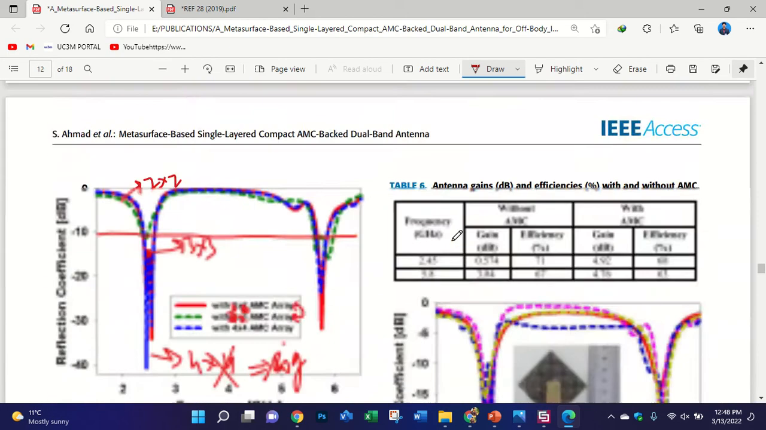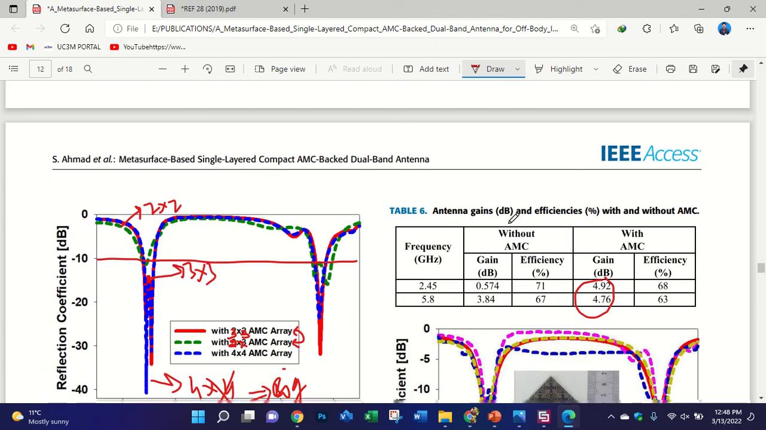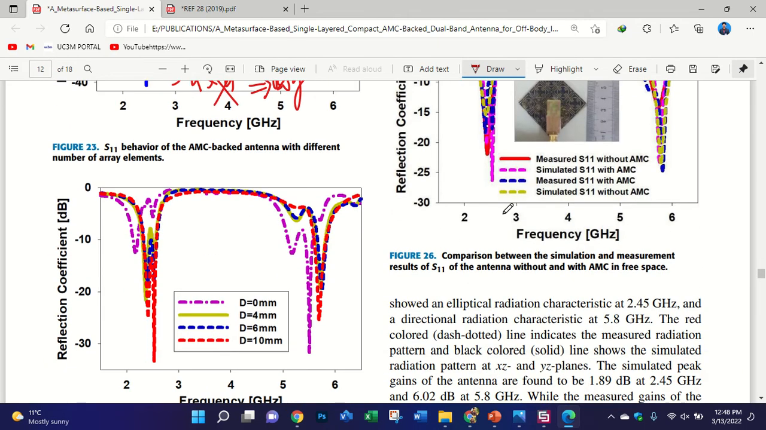Yes. And here you can see, because logically when you put this metamaterial, you must improve it again. Yes, logically.